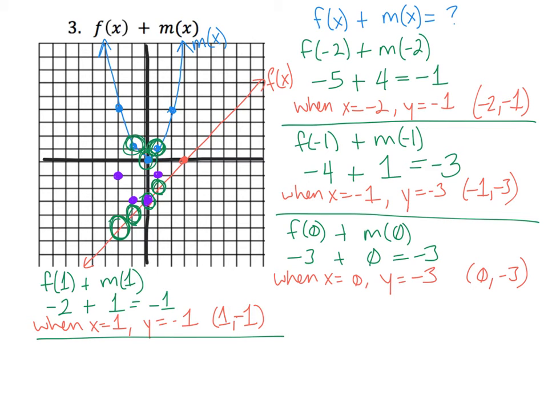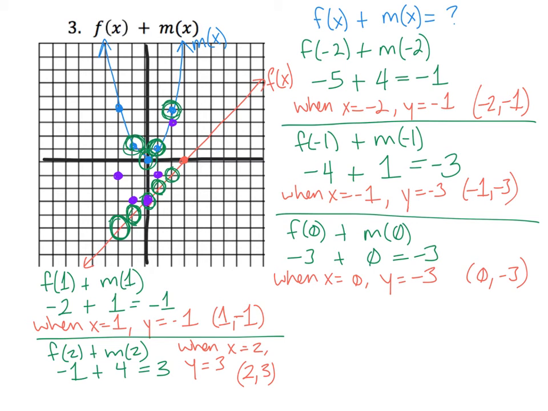So f of 2. F of 2 plus m of 2. So at x equals 2, I'm going to go on over. X equals 2. F is right here at -1. When I put in 2 for m, I end up here, which is a +4, which is 3. So that means when x equals 2, y is 3. So my ordered pair for the sum is going to be 2, comma 3. So let's plug that in, 2, comma 3.